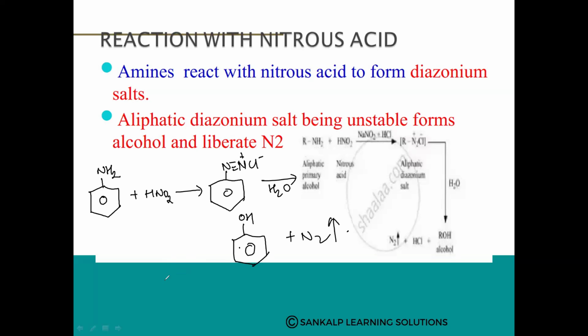Is it clear? So amines react with nitrous acid to form diazonium salt. These aliphatic diazonium salts are unstable, so they undergo hydrolysis and form alcohol, and liberate nitrogen gas.